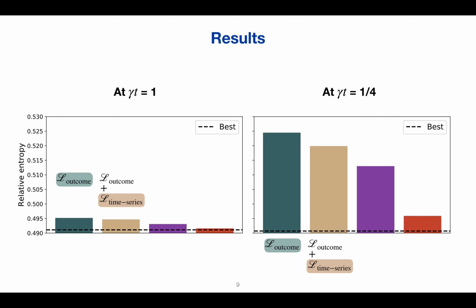The time series loss can help for that, as shown in light brown. The quantum Taylor loss in purple shows how it can significantly help to condition the neural network to learn physical trajectories that are closer to the true ones. And finally, in orange-red, we see the best model trained using a combination of all the different losses introduced earlier.